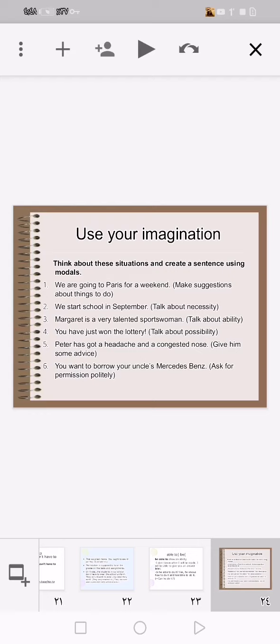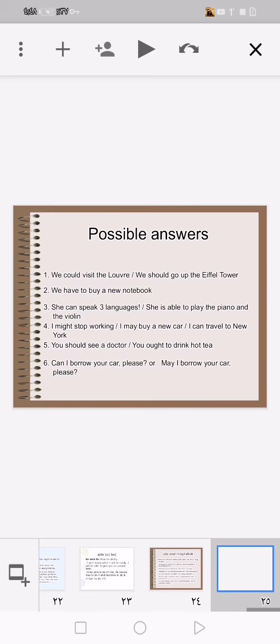Number one, pay attention: we are going to Paris for a week. Make a suggestion about things to do. So what is the answer, students? A possible answer: we could visit the Louvre. We should go up the Eiffel Tower.